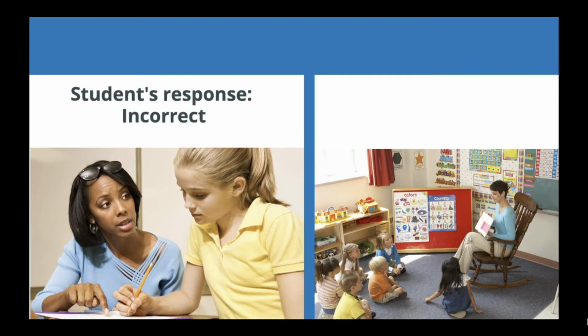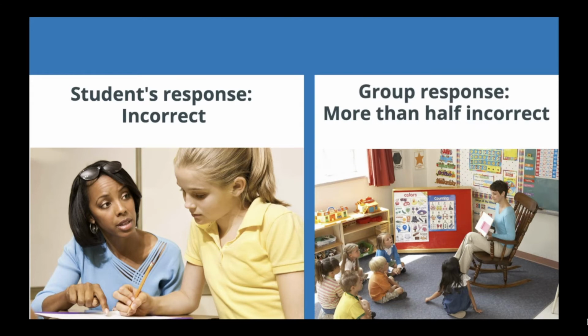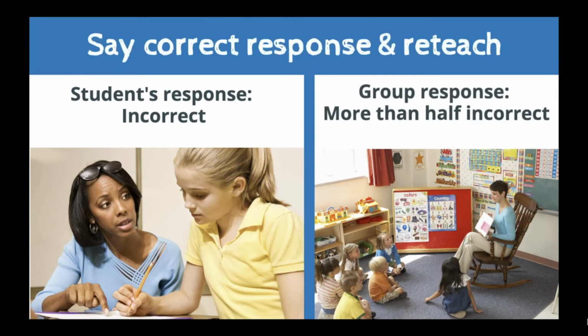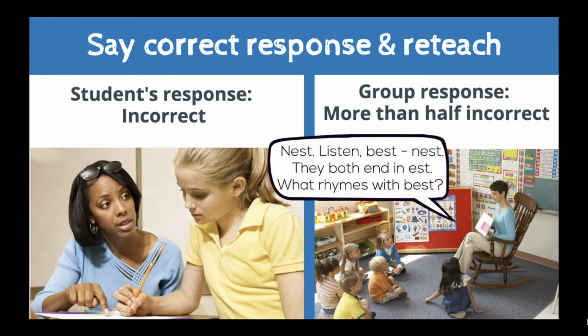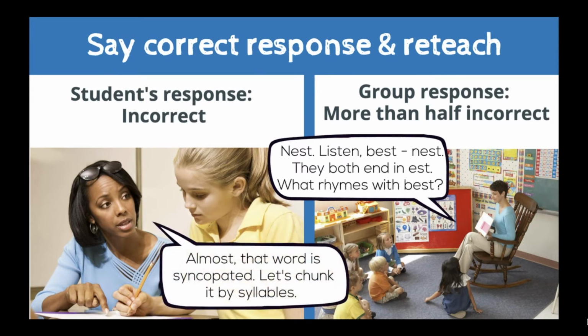Finally, if the student's response is incorrect, or more than half the group gets it wrong, we provide feedback by saying the correct response and reteaching. Nest. Listen, best, nest. They both end in est. What rhymes with best? Almost. That word is syncopated. Let's chunk it by syllables.